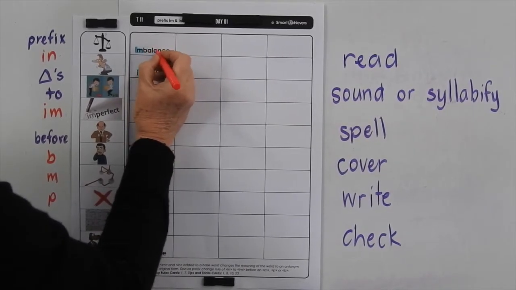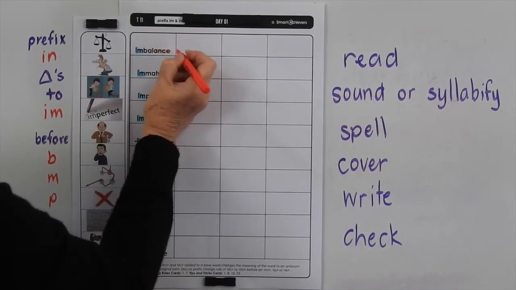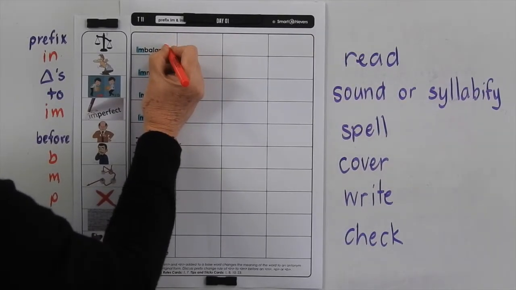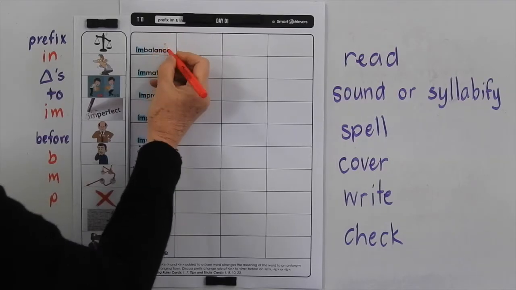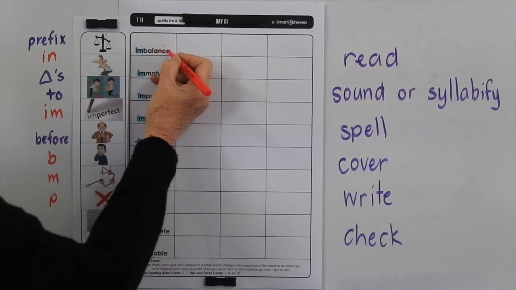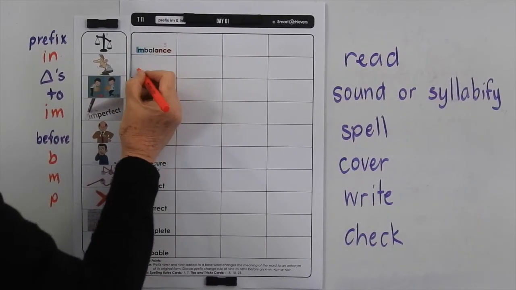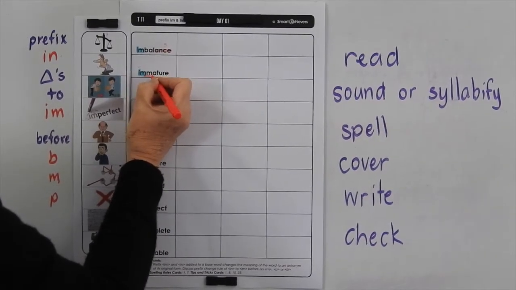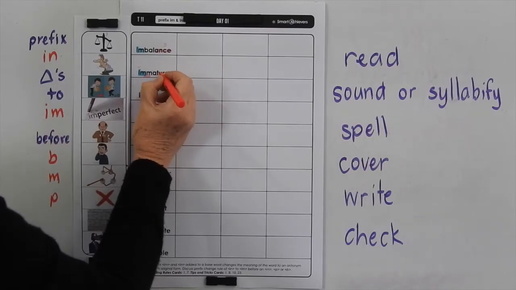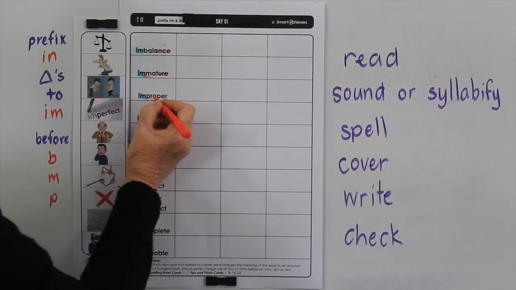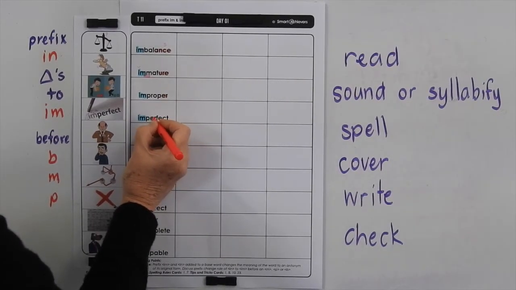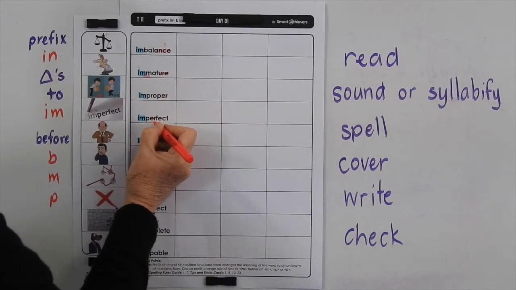The base word is balance, so you've got that A-N-C-E at the end, and once again remember that when you have an E after a C, it's going to make the C make its soft sound S, which is quite common at the end of words. Immature, you've got a short vowel, so we've got two consonants after the short vowel, and mature, ture as in picture. Improper, you've got the ER on the end, and you've got the ER in the middle of the word here, imperfect.